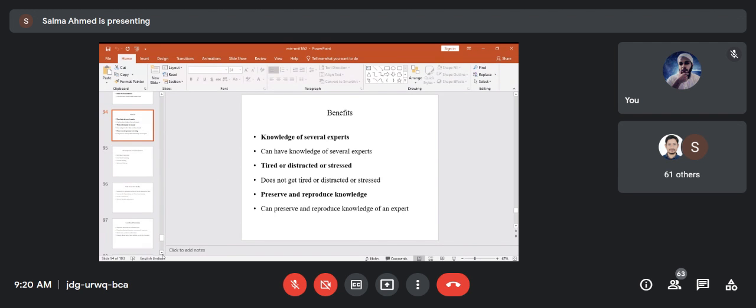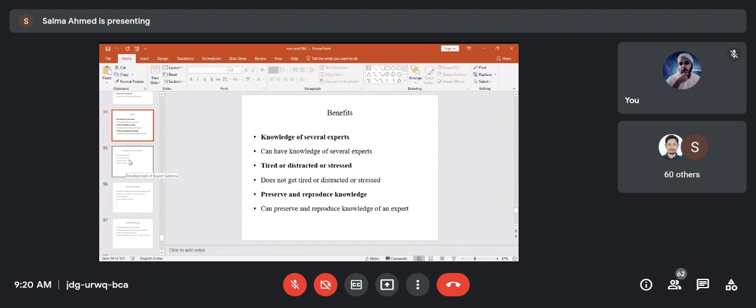But human expertise cannot be replicated. We often say when a person leaves an organization, all the knowledge and the experience he had also leaves with him, right? But here you can preserve it because it's a program. You can preserve and reproduce this knowledge.